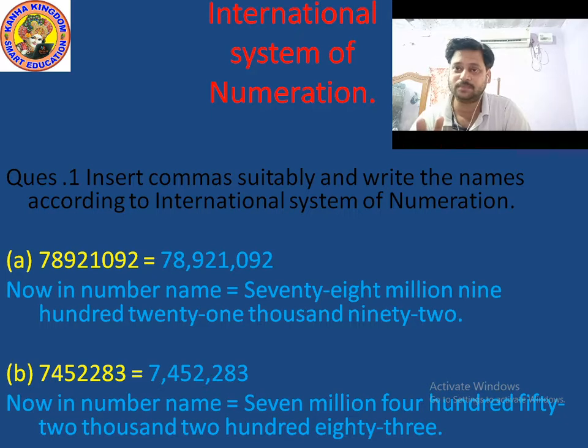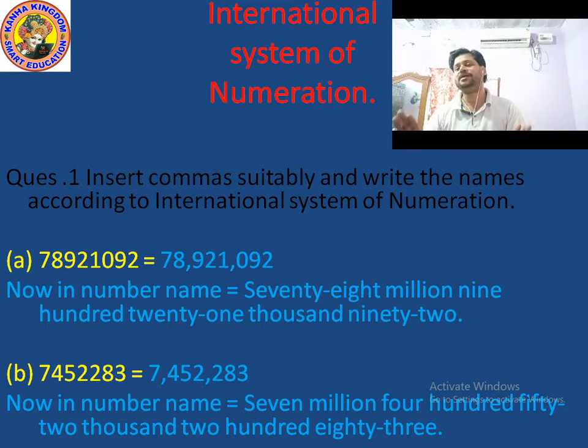Means how many commas in this question? 2 commas. Now if you see the digits from the left hand side, it is very easy to insert, because there is a single digit in millions period. So first write down 7, because only 7 is in millions period. So write down 7, comma, 452, because 452 is in thousand period. Now again comma and 283 in ones period. Okay, now understand how to insert the comma easily.